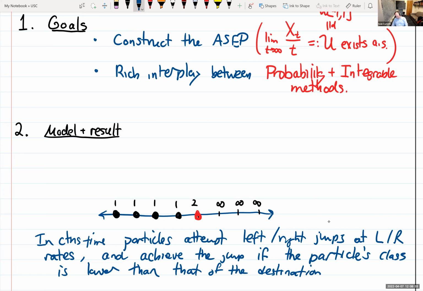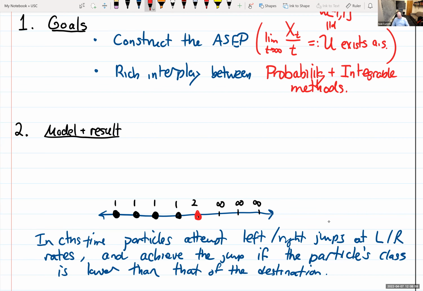So for instance, if my first class particle here decides to jump to the right, it has a lower class, so it will take that jump. It'll supersede the priority of the second class particle, and so the two of them will switch. The second class particle needs to defer, needs to switch orders. On the other hand, if a second class particle tries to jump into a spot with a first class particle, the jump is suppressed. It doesn't occur.